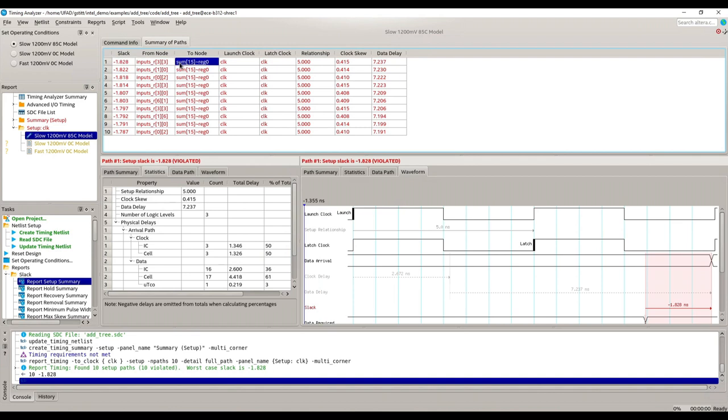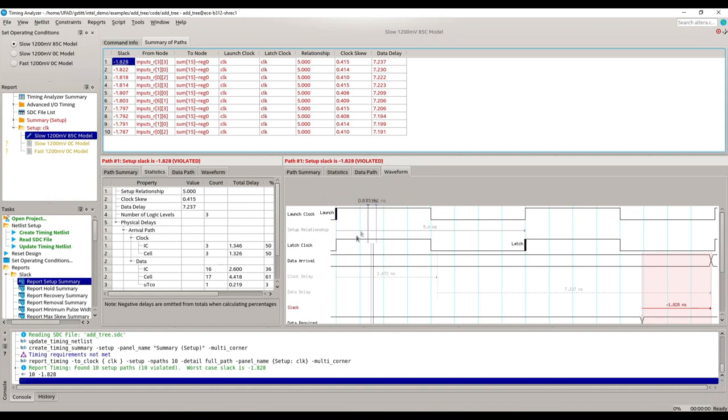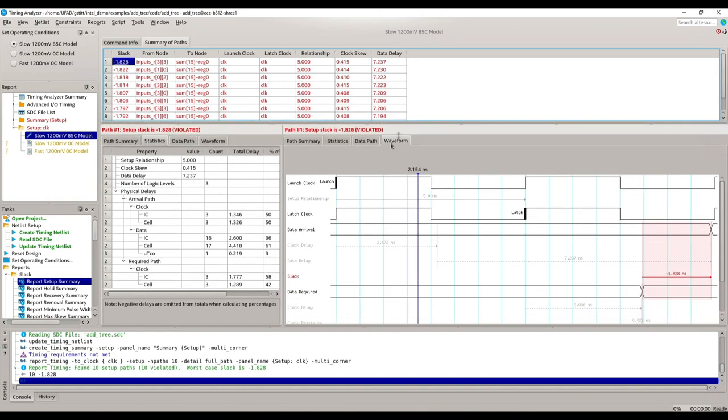Now, if we come down here, let's just analyze this top path. If we look at the information down here, we can get an idea of what's going on. So here we have the launch clock, and that was basically the clock for the source flip-flop, so the input registers in this case. We have the latch clock, that is the destination flip-flop clock, so that would be the sum register clock. You see that there's a 5 nanosecond difference between them because we want to be able to run at 200 megahertz.